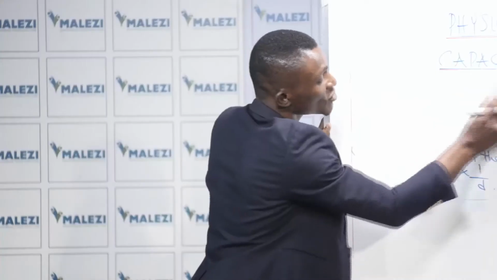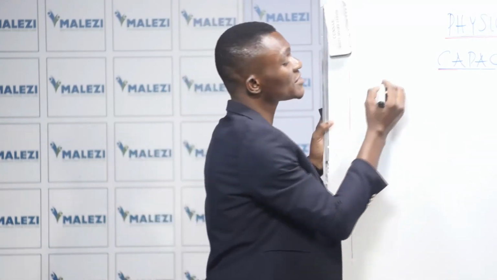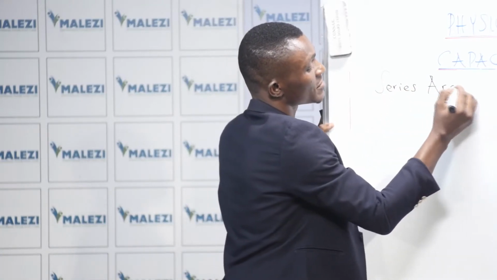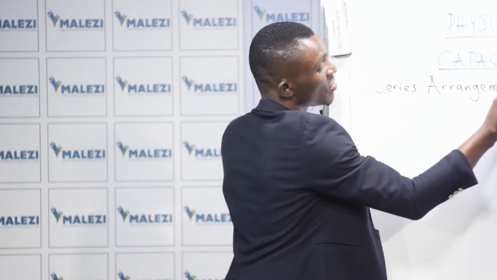So let's move to arrangement of capacitors now. We have 2 arrangements: the series arrangement and the parallel arrangement. Let's start with the series arrangement. When we say capacitors are arranged in series, what do we mean?